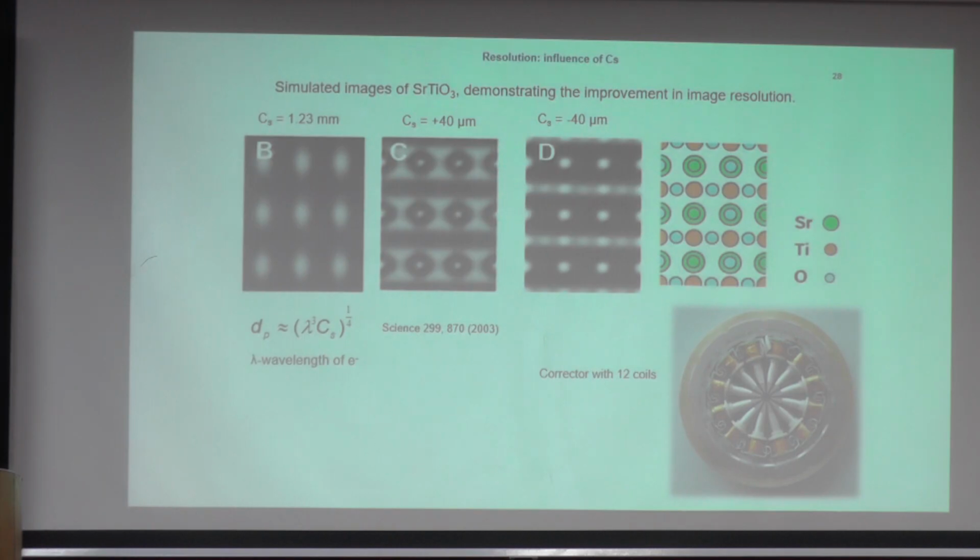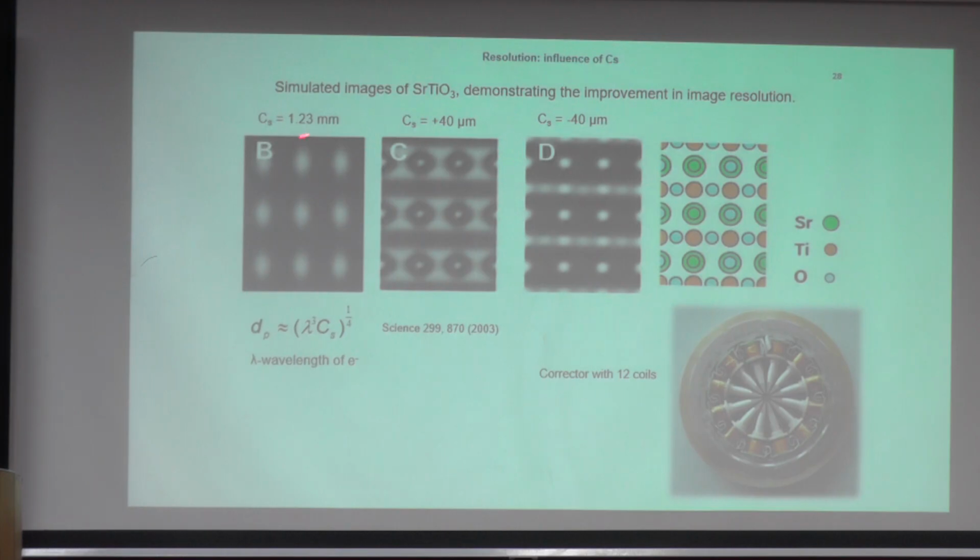So what does it bring to the imaging? It was shown in 2003. This is the latest image of strontium titanate. It consists of these projected images in 110 projection. It consists of atomic columns of strontium oxygen here and titanium oxygen.